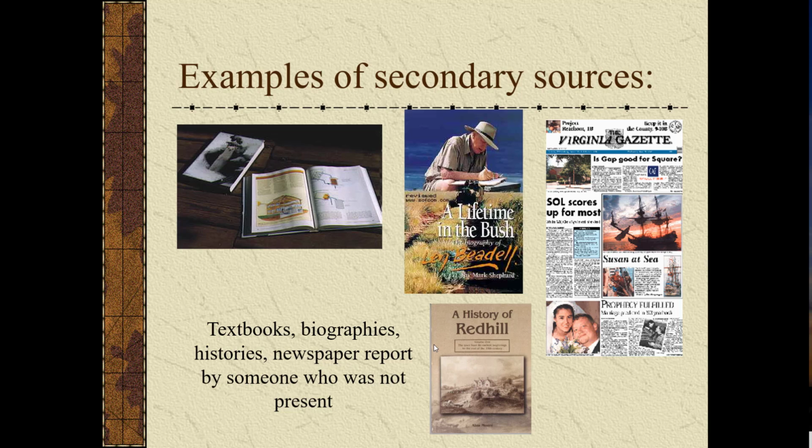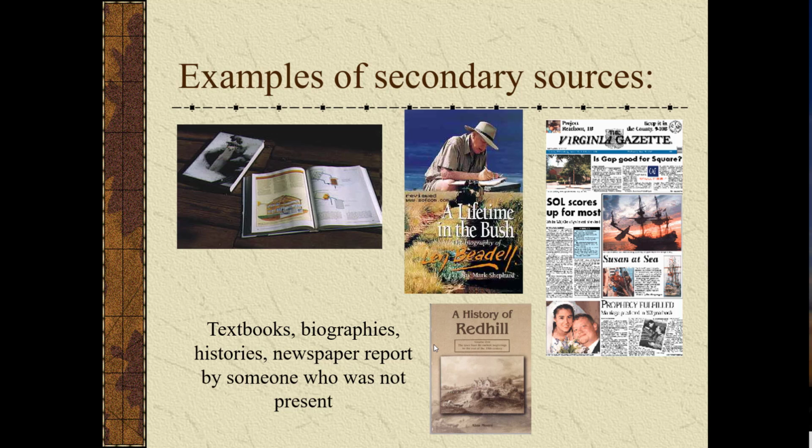So examples of secondary sources would be textbooks, biographies. Okay, remember the difference between a biography and an autobiography. A biography is written about someone else. An autobiography is someone writing about themselves. So an autobiography would be a primary source, but a biography would be a secondary source.